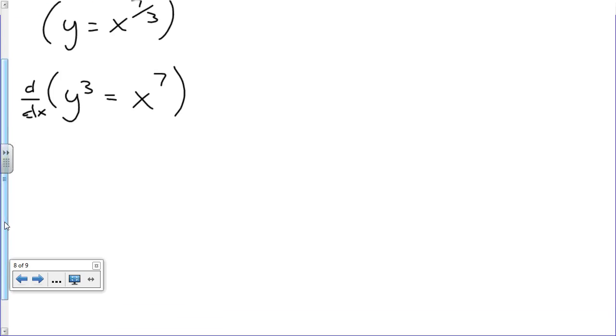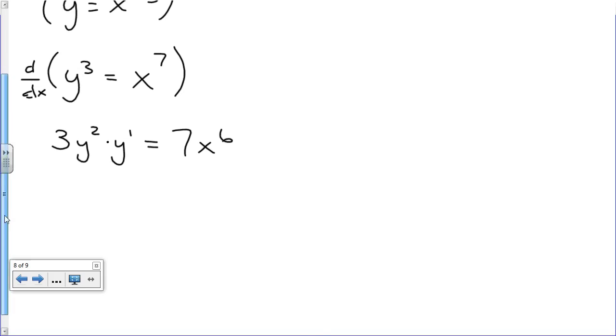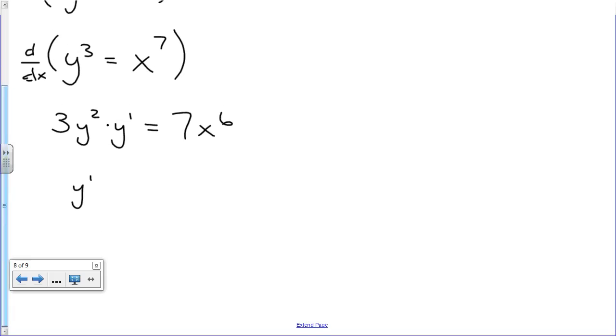So on the left side here, again, follow chain rule as you do this. So it's 3y squared times the derivative of y, which is y prime. Derivative of the outside, substitute in the inside, times the derivative of the inside. And that's equal to, on the right side, derivative of x to the 7th is 7x to the 6th. We're trying to find out what y prime is equal to, so let's solve this for y prime. We get 7x to the 6th over 3y squared.